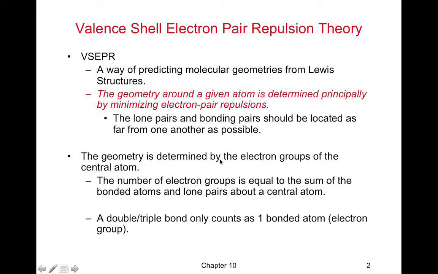To determine the geometry, all we need to do is count the number of electron groups about the central atom. An electron group is just any lone pair or any bonded atom. Even if an atom is connected to another by a double or triple bond, it still only counts as one bonded atom, or one electron group. So with that in mind, let's take a look at the 5 basic shapes that we need to learn.